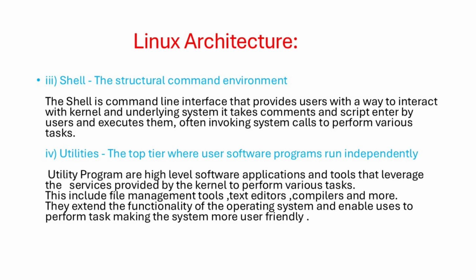The last layer is the utilities, the top tier where user software programs run independently. These are high-level software applications and tools. They include file management tools, text editors, compilers, and more. They extend the functionality of the operating system and enable users to perform tasks, making the system more user-friendly. This is the Linux architecture.